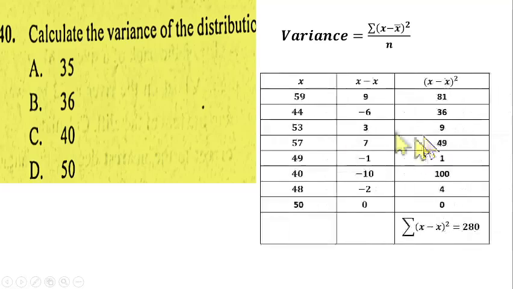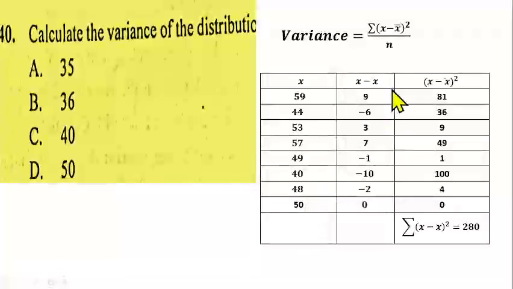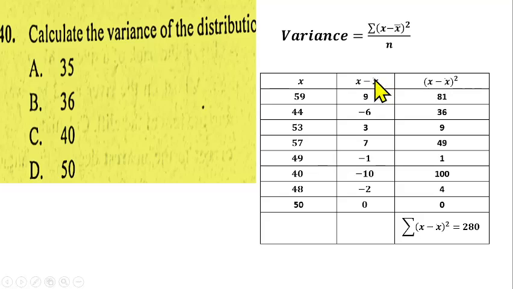So if you compute the table, x is the data given to us, the 8 of them. So we are having x minus x bar here. This is x bar. I don't know why the bar is not showing. What's our x bar? That is the 50 we got in the previous slide. So we are now removing our x bar, which is the mean, from our x.